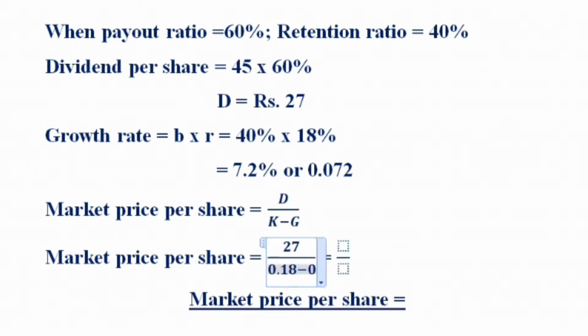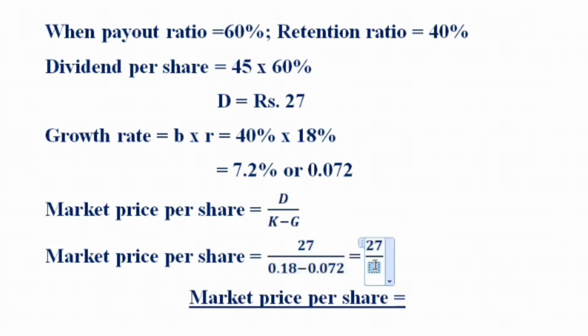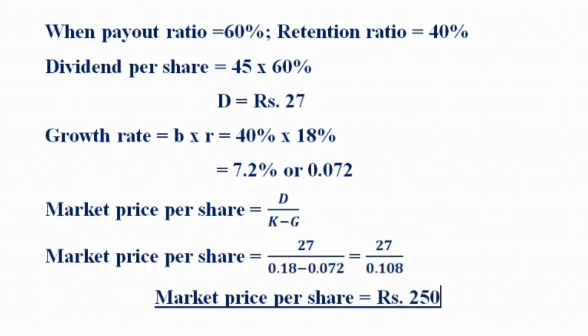So dividend 27 rupees divided by 0.18 minus 0.072. If you simplify it, 27 divided by 0.108. So the market price will be 250. You divide it, you get 250. See, for the 30% also you got market price 250, and for the 60% also you are getting the same value of market price, that is 250.